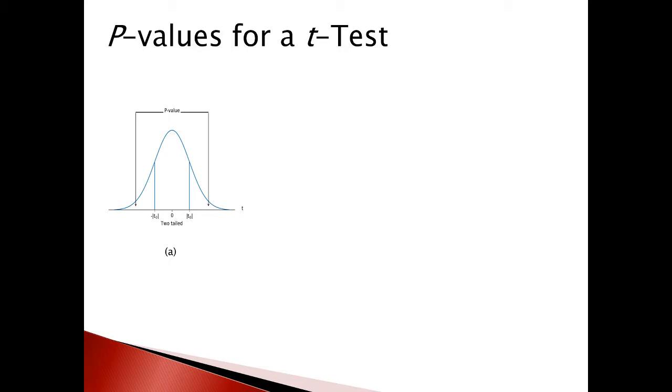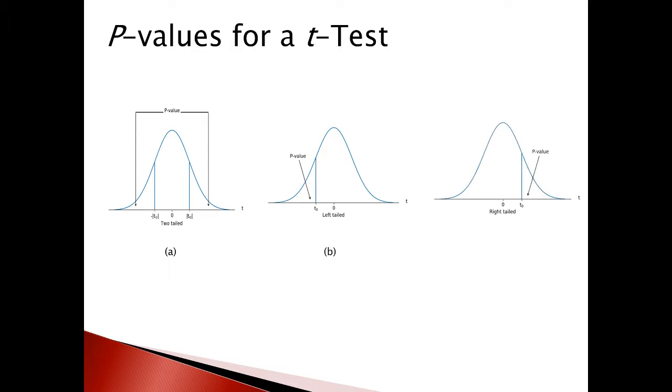Figure A shows that this is two-tailed. Figure B shows that this is left-tailed. The third figure shows that this is right-tailed. In figure A, the arrow indicates the area. The area under the t curve lies outside of the interval from negative modulus t0 to positive modulus t0.